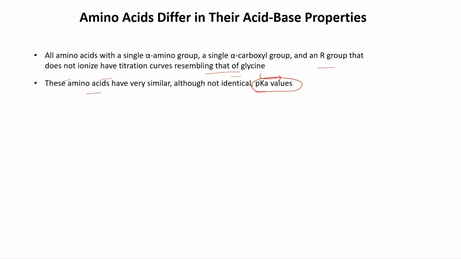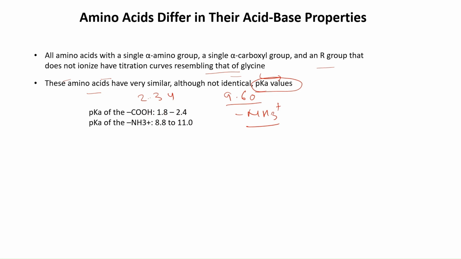Correct? For glycine, the pKa values are 2.34 and 9.60. 2.34 for COOH because at that pH COOH will lose a proton, and this is for NH3 plus because NH3 plus will lose a proton around this pH, right? So all those amino acids that have only one amino terminal and only one carboxyl terminal, and in their side chains also no amino or carboxyl ends are present, all those will behave like glycine. So all those amino acids will have a lower pKa around 1.8 to 2.4 and a higher pKa around 8.8 to 11.0.